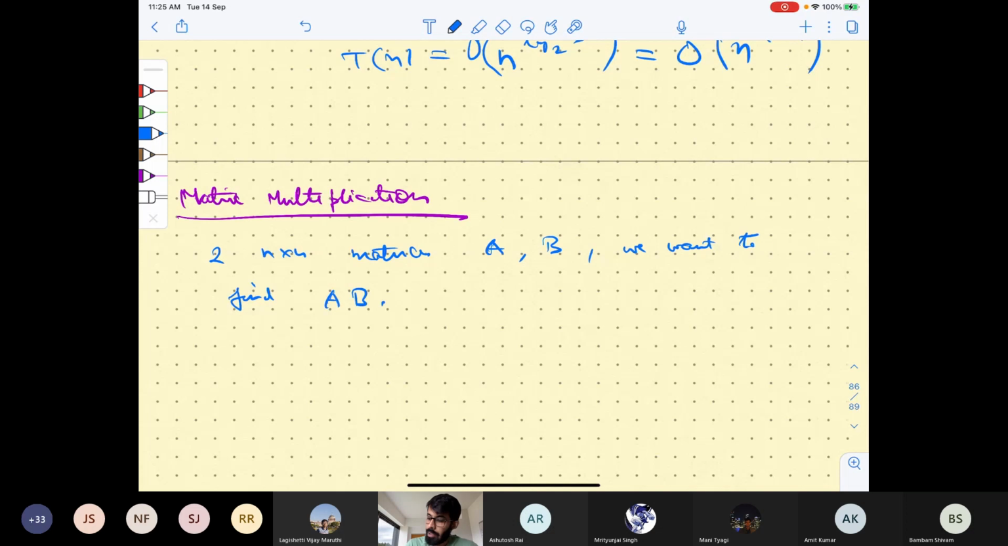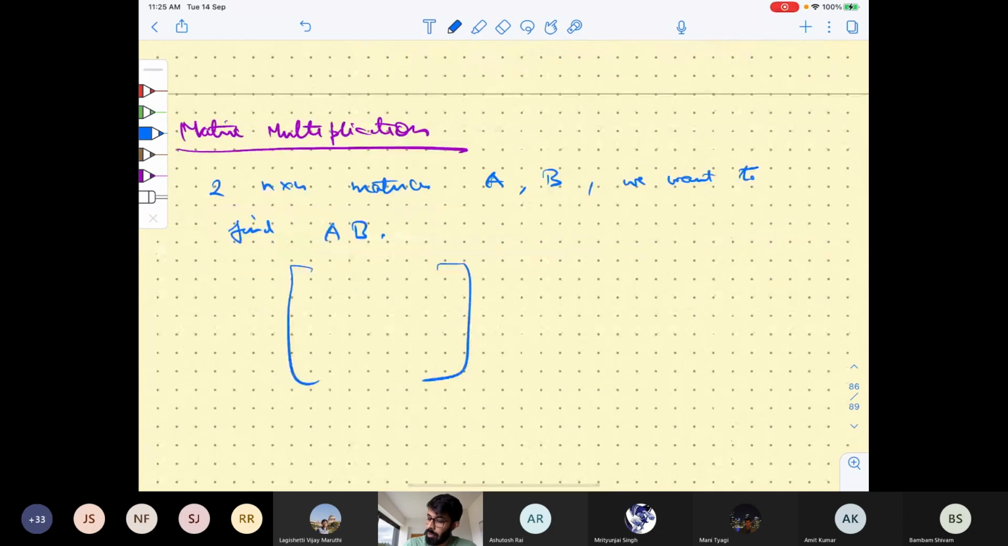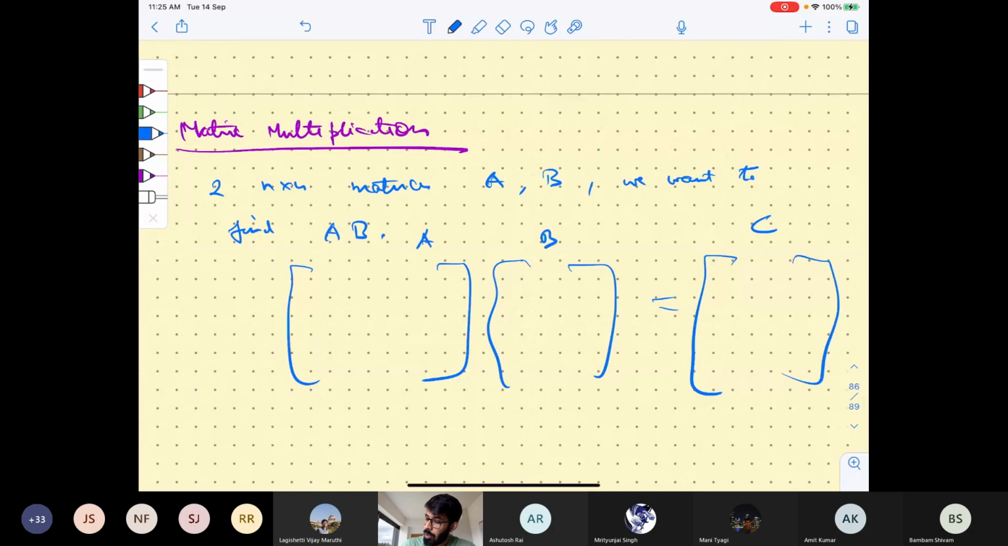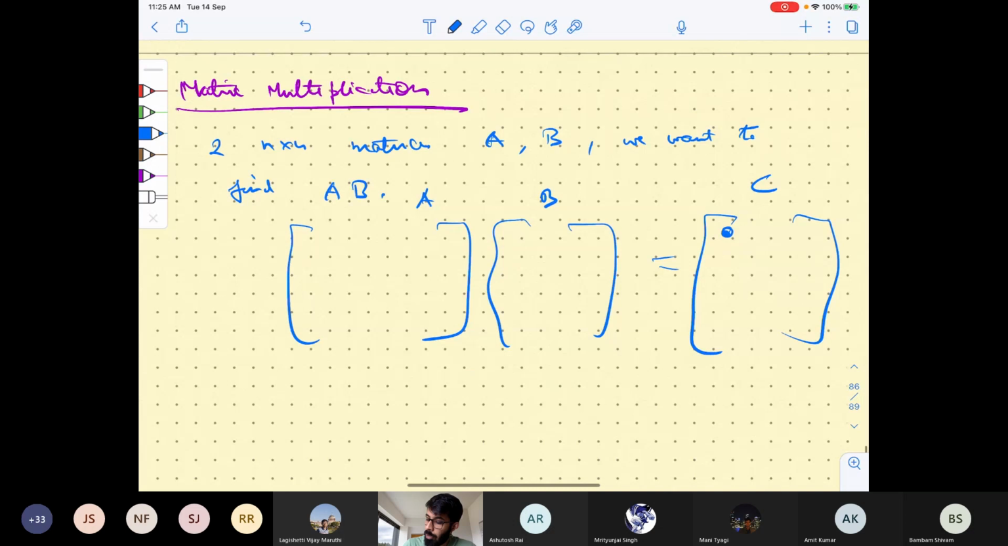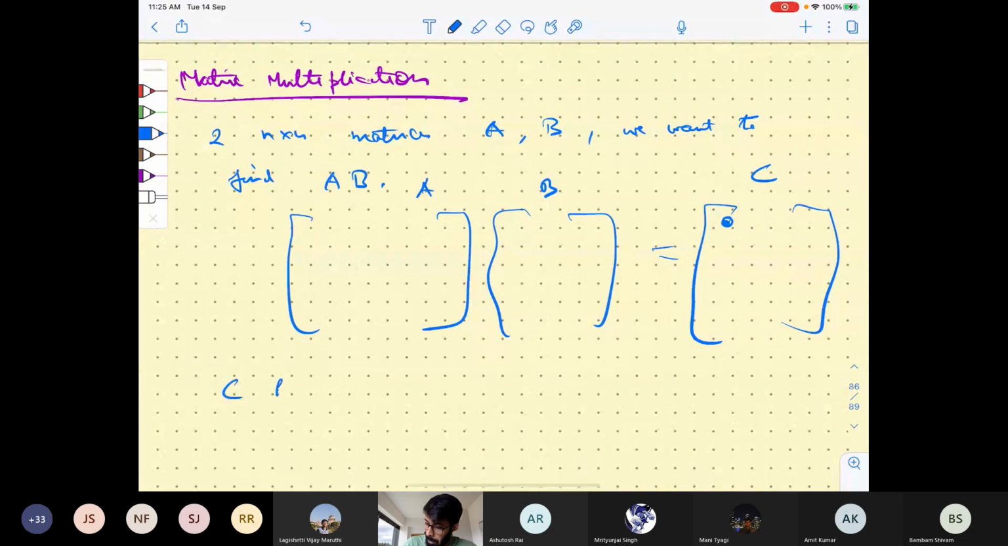Since they are n cross n matrices, suppose this is the C that we want to find. So C has how many entries? How many entries does C have? n square. Right? n square entries.